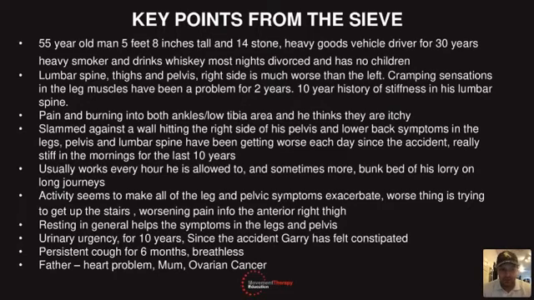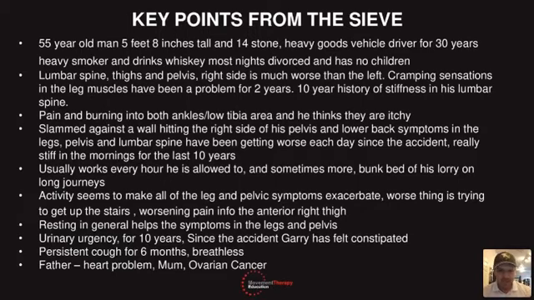We had a 55-year-old man who was 5'8" and 14 stone, so that would classify him as overweight. He's a heavy goods vehicle driver and has been for 30 years. Heavy smoker, drinks whiskey most nights, divorced and has no kids. The reason we've got that in there is just a bit of background about this person's lifestyle, their day-to-day activities. There's no mention of any kind of exercise at all. Again, this is one of those things with these assessments: you don't get given that information. You would probably ask about it in real life, but unfortunately we don't get it here.